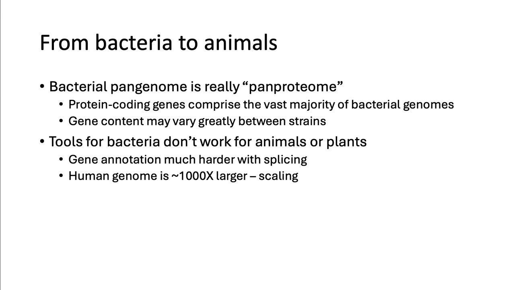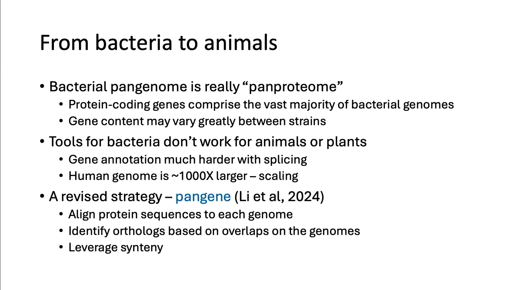For example, in a human, only 1% of the genome is protein coding regions. And the procedure I talked about doesn't work for animals or plants, mostly because gene annotation becomes much harder with splicing. In a human, there's alternative splicing and all sorts of things, and it makes gene annotation much harder. And also the human genome is 1,000 times larger than the bacterial genome, so there's also the scaling issue.